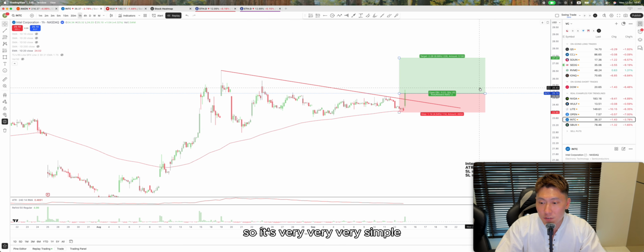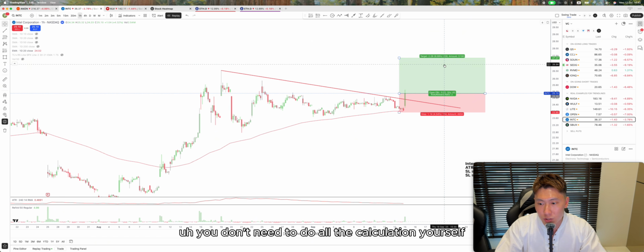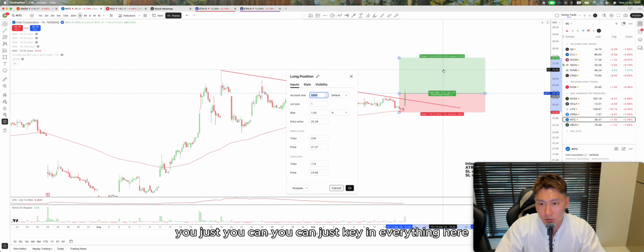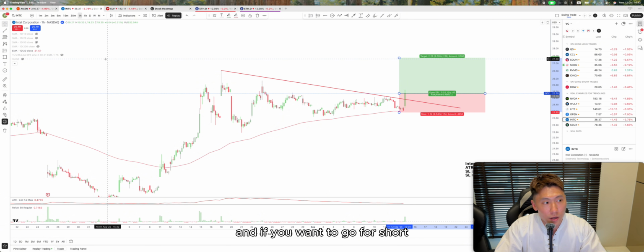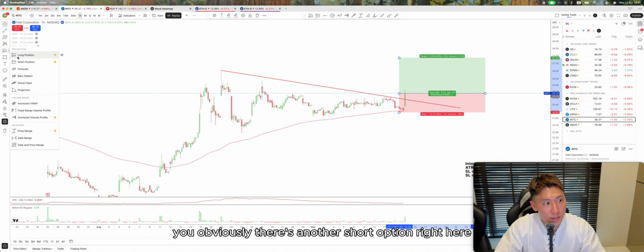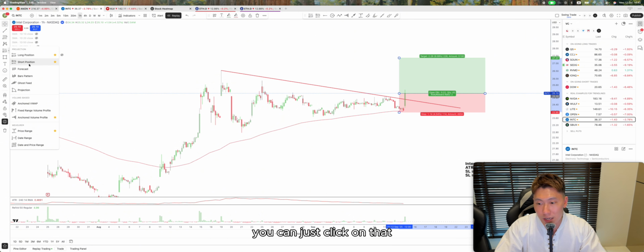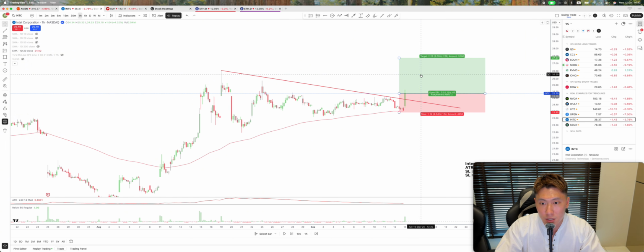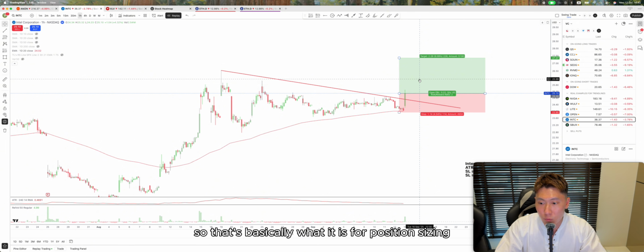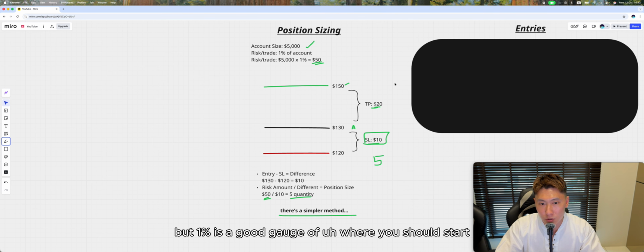So it's very simple. You don't need to do all the calculation yourself. You can just key in everything here and it will calculate everything for you. And if you want to go short, obviously there's another short option right here. You can just click on that. But in this case, we'll just use the long one as an example. So that's basically what it is for position sizing. I would recommend only risking 1% to 2% if you know what you're doing, but 1% is a good gauge of where you should start.